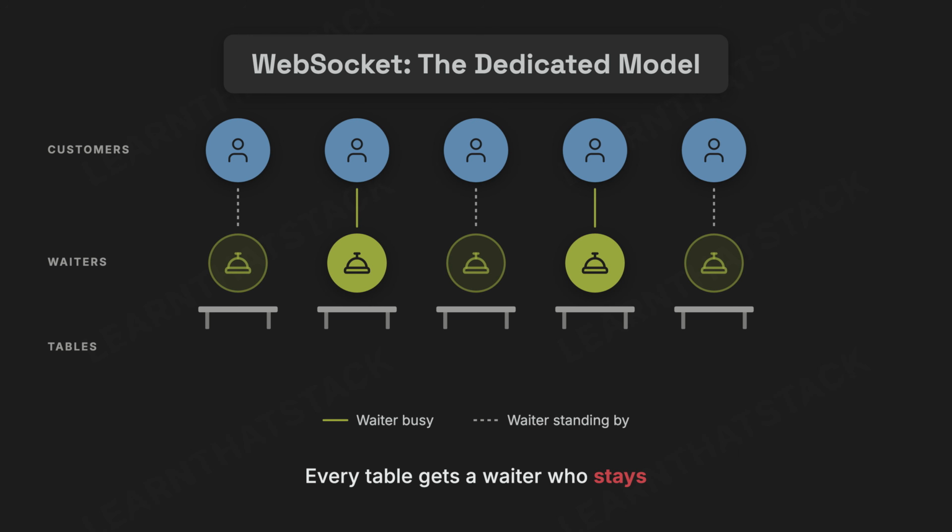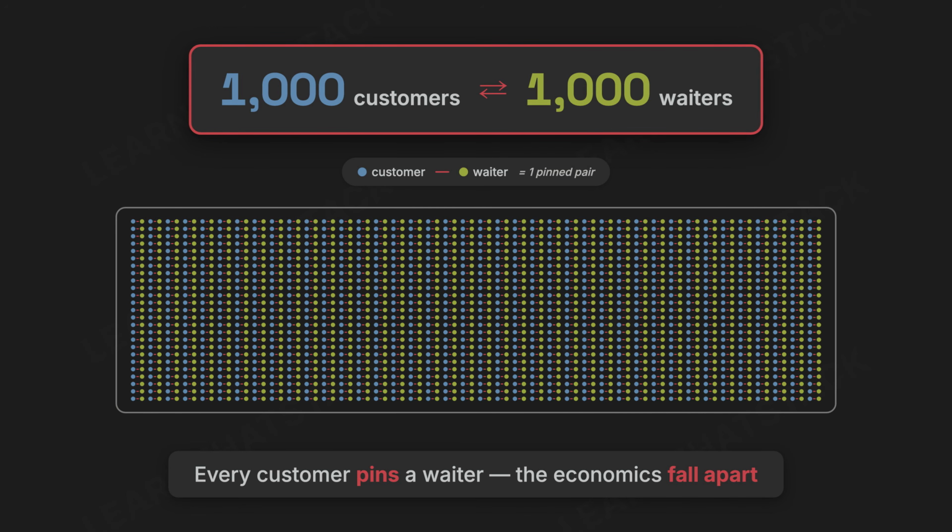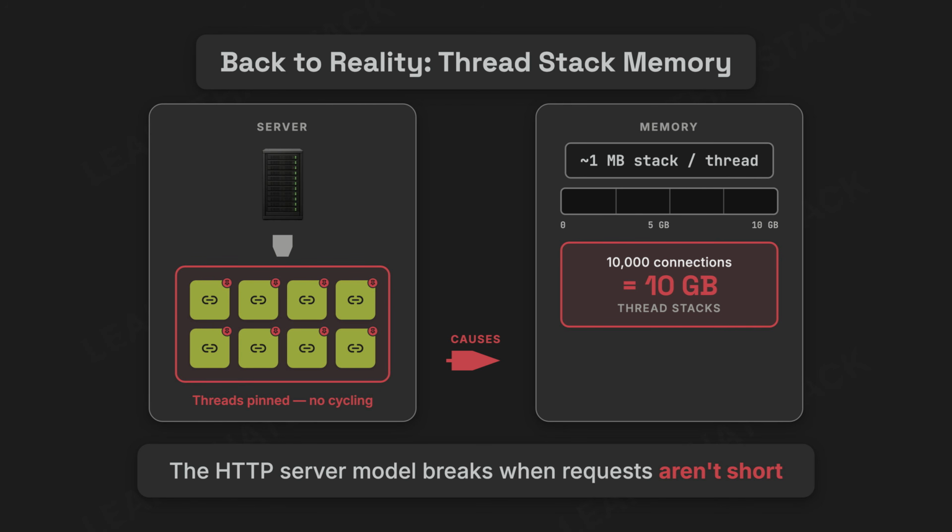Now put a WebSocket connection on each table. Every customer who sits down gets a dedicated waiter who stays at their table until they leave, whether or not anyone's talking. For 1,000 customers, you need 1,000 waiters. For 10,000, 10,000. The restaurant's economics fall apart, not because customers are more demanding, but because the waiters never come back to the pool. Same thing on a real server.